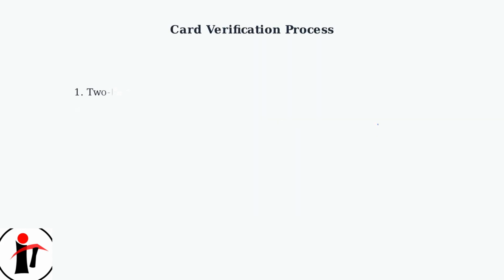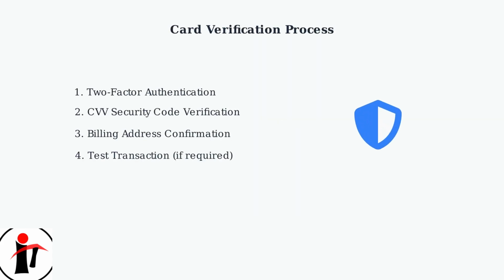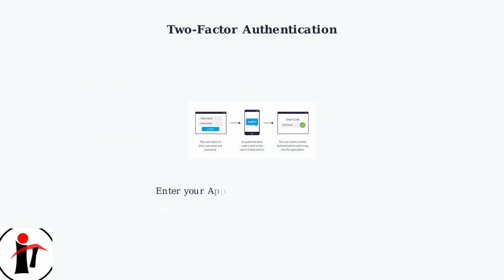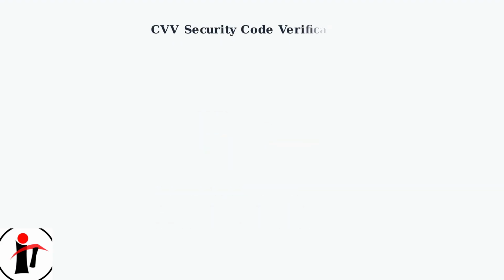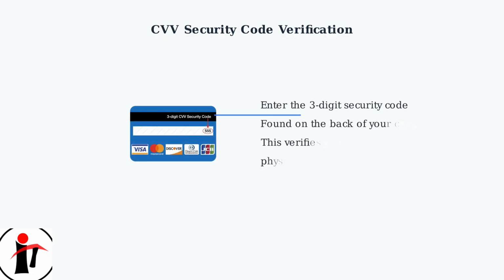After adding or updating your debit card for Apple Cash Instant Transfer, you'll need to complete a verification process to ensure security and functionality. The first step is two-factor authentication. You'll enter your Apple ID credentials, then receive a verification code on your trusted device that you must enter to complete the authentication process. Next, you'll need to verify your CVV security code. This 3-digit number on the back of your card confirms you have the physical card in your possession.